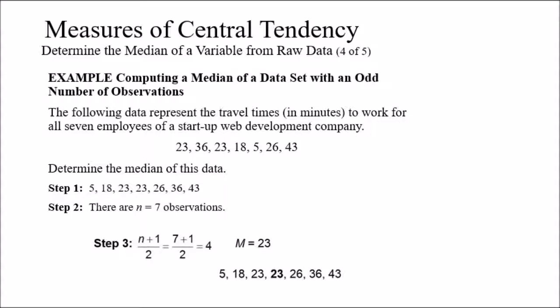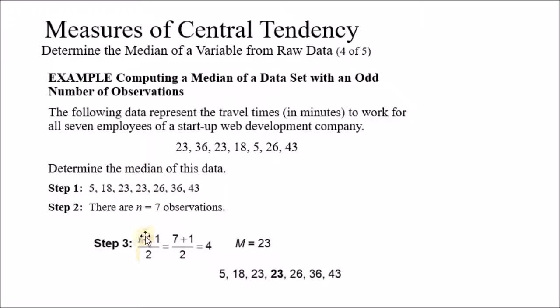Now, we count the observations, which is 7. 7 is an odd number. That means our median is going to be exactly the middle number. So we count how many numbers to the right and how many numbers to the left. We count 3 numbers to the right and 3 numbers to the left, and our median is 23.